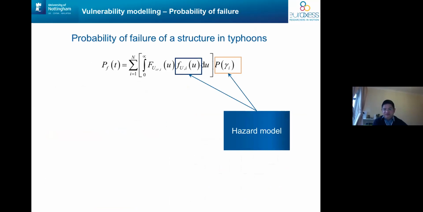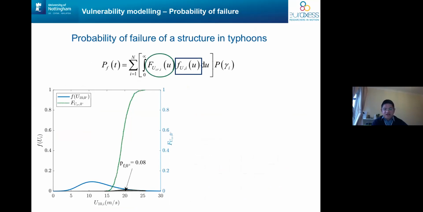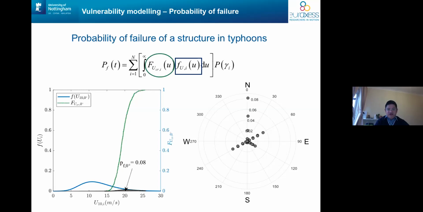These terms can be obtained from the hazard model that I presented before, and this term can be obtained from a galloping model. The blue and green terms here in the formulation correspond to the green and blue lines in the figures. The green line is called a fragility curve of poles, or particular poles, and the blue line is the probability of wind speed. From these lines we can calculate the probability of failure of poles corresponding to specific wind directions. And this figure shows you the probability of failure of poles for different wind directions. This is how we develop models to assess the probability of failure in typhoons at the moment.